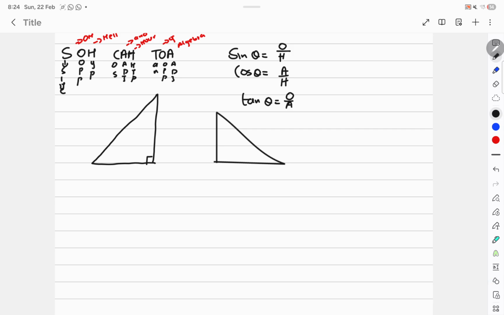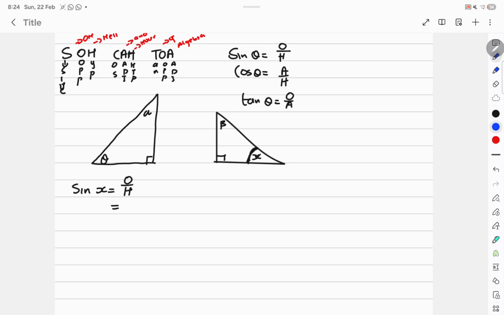So let's say I have a theta here, alpha here, beta here, and maybe x here. And then I ask you, what is the sine of x? Firstly, you ask yourself, what is sine? The sine of an angle is opposite over the hypotenuse. Now you go to sine, we want the opposite. All right?